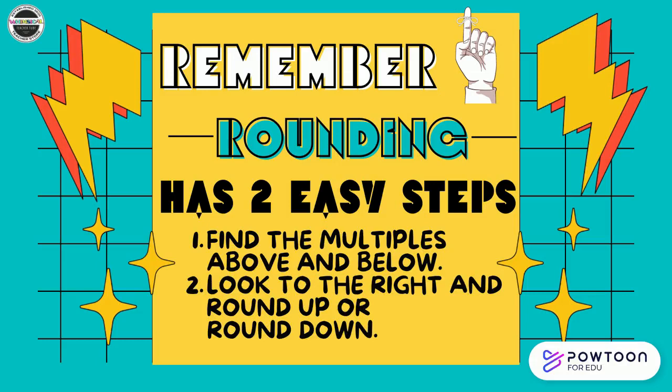Time for an important review. Remember, rounding has 2 easy steps. Step number 1, find the multiples above and below. Step number 2, look to the right and round up or down.